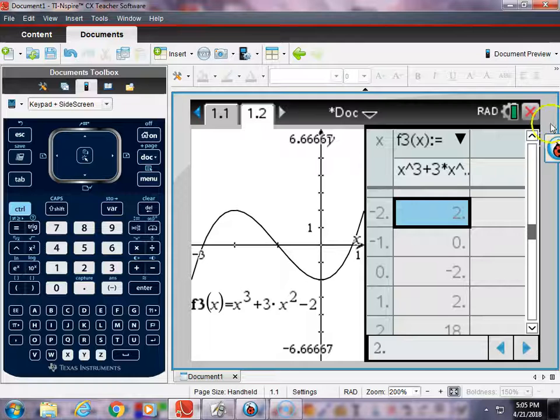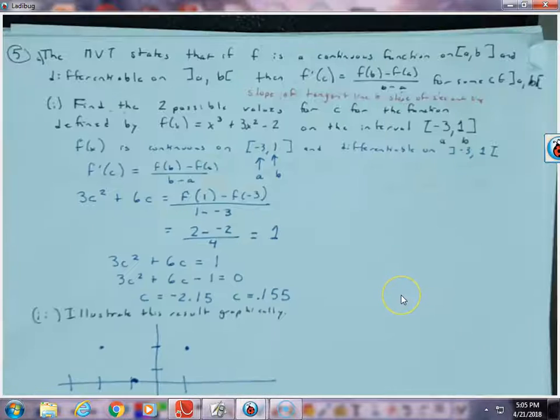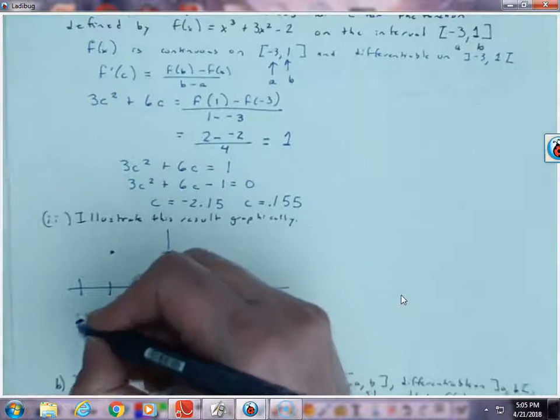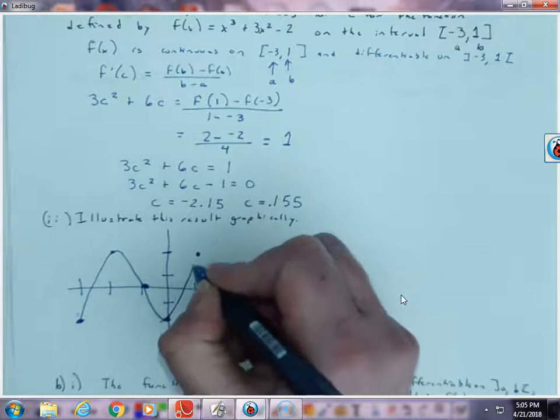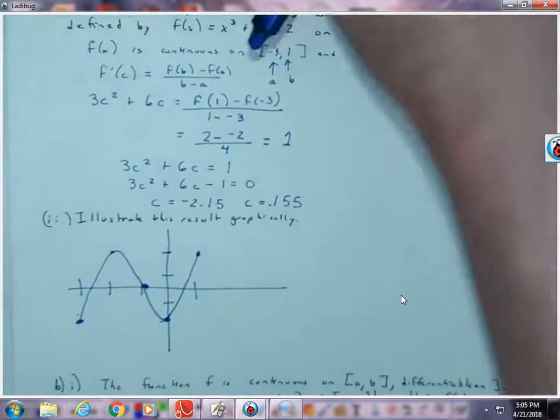Okay, so looks like we had -3, -2, -2, 2, -1, 0, 0, -2, and 1, 2. Okay, so I've got those points. I'm just going to try to draw my curve there between those. Okay, and I do have a ruler on this.